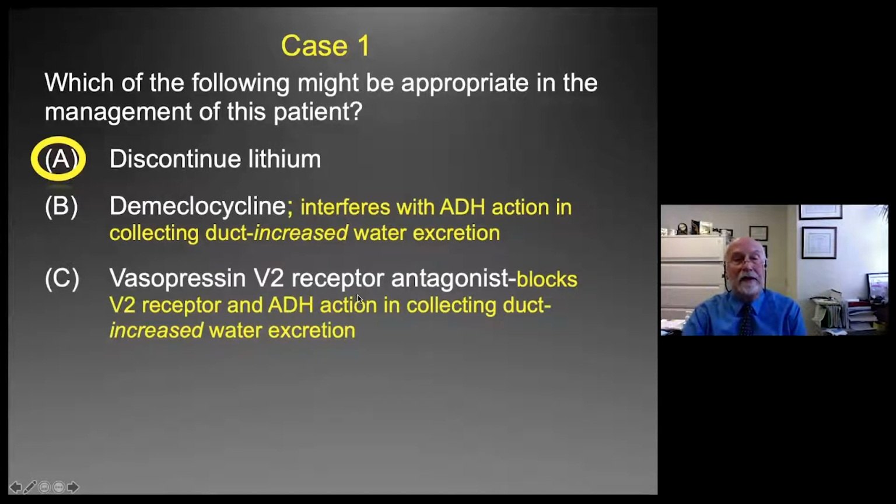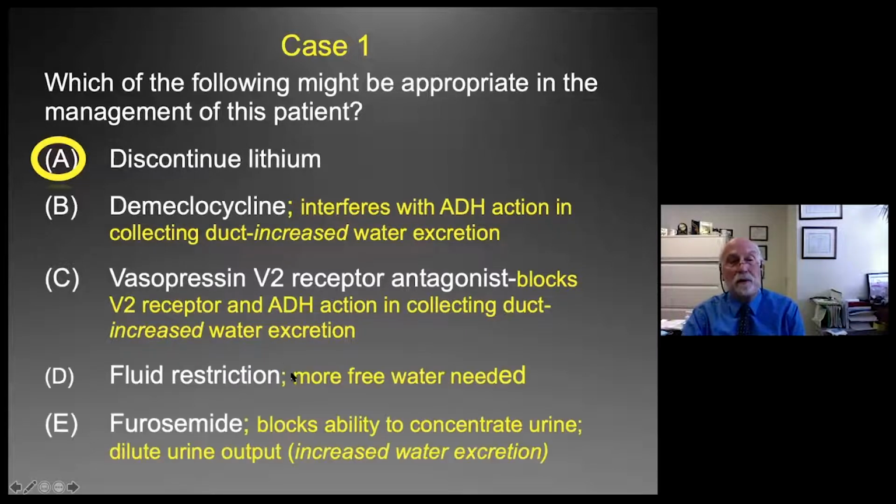We have direct vasopressin receptor antagonists. Again, you would not use that in this situation. It can be used, although the indications are pretty slim, for use in symptomatic hyponatremia, particularly the syndrome of inappropriate ADH. You wouldn't fluid restrict. You want these people to drink as they get thirsty. That'll correct their sodium. And of course, furosemide would block the ability to concentrate the urine, result in a dilute urine output and increased water excretion, so isn't going to help here either.